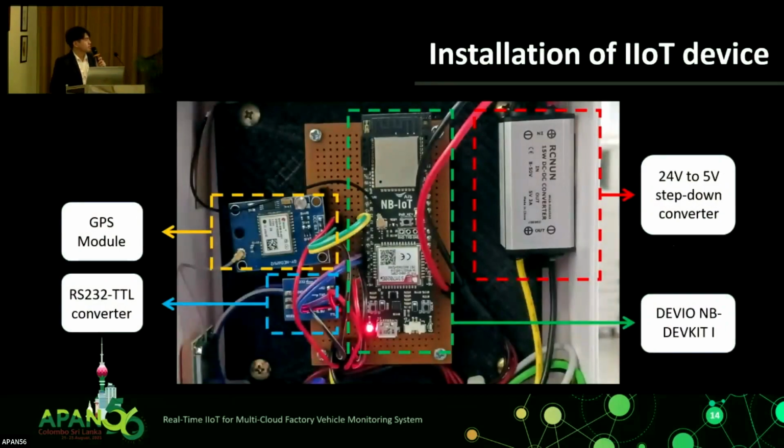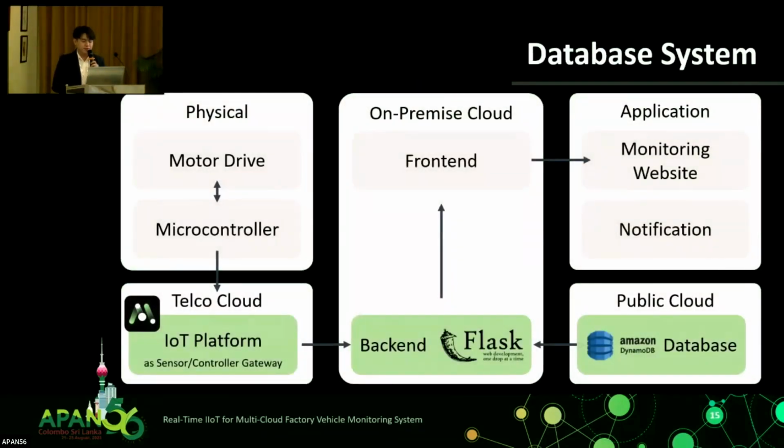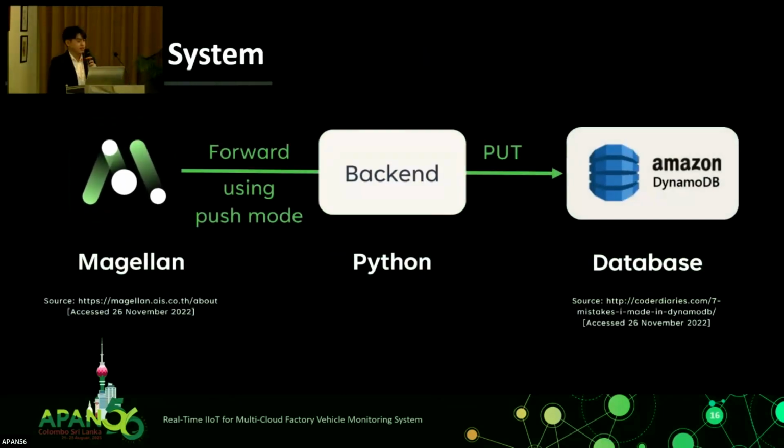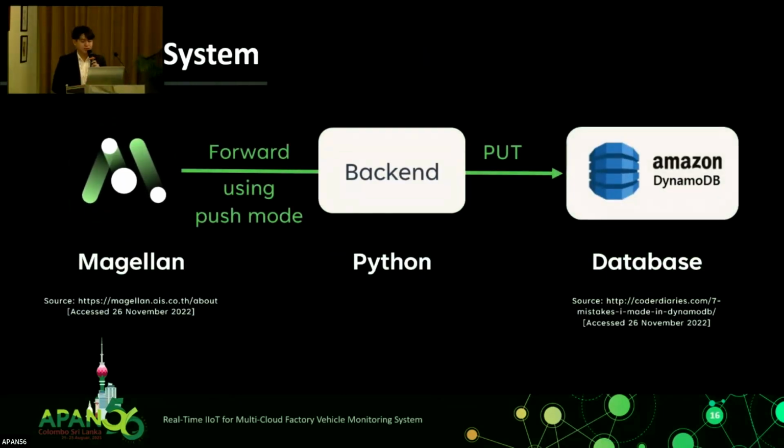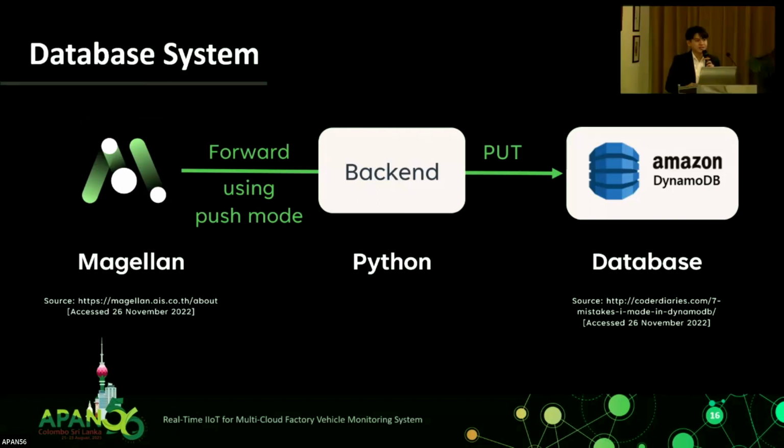Here's the installation of the IoT device, which is my prototype that is being tested right now. And in the database system, after the data is collected in Magellan, we have to forward that data to our backend system and put it in the database. The forward mechanism that we will use is push mode, which is actually event triggering. So whenever the data comes to Magellan, it will forward it to our backend and also to the database.